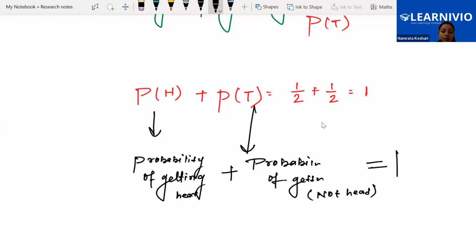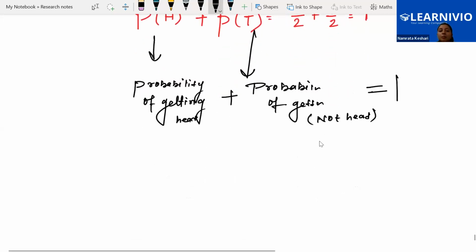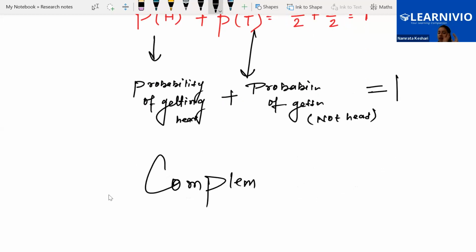This type of scenario we will have when we talk about the complement. These two are called complementary events. Let me give more examples so that it will be clear to you. One is head, another is not head. Added together, it will always generate 1. These two are complementary events. Added together, they generate 1.